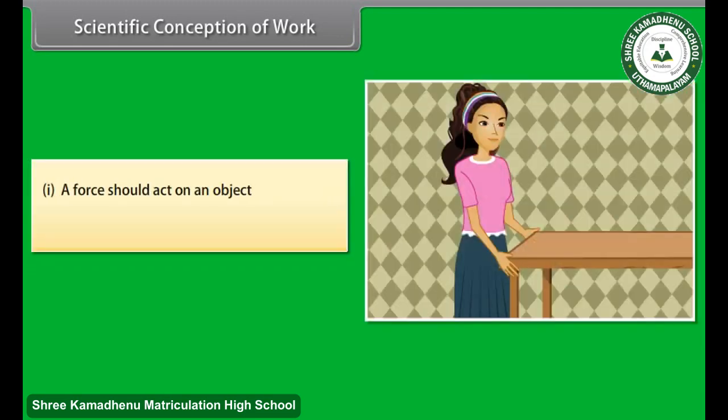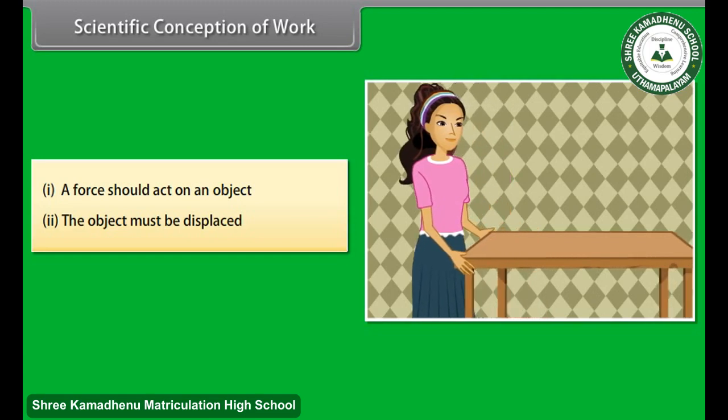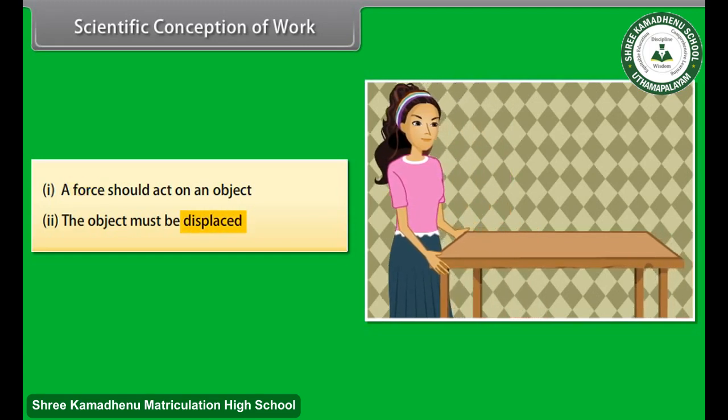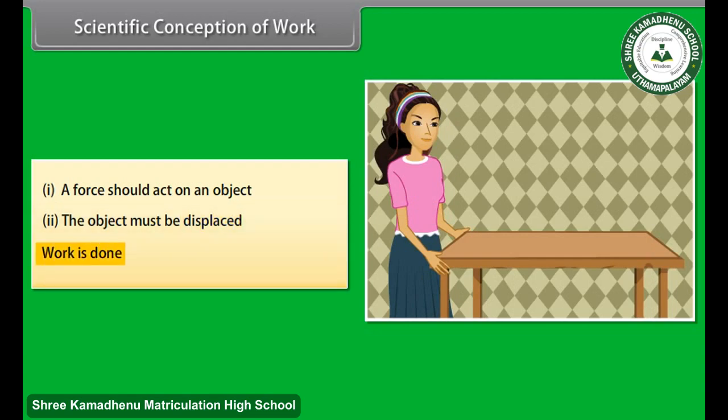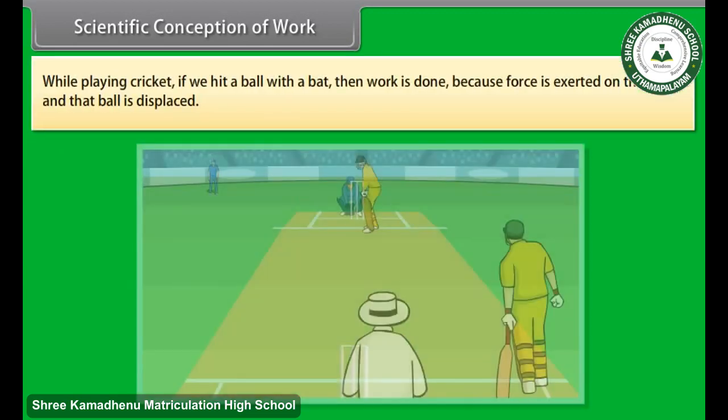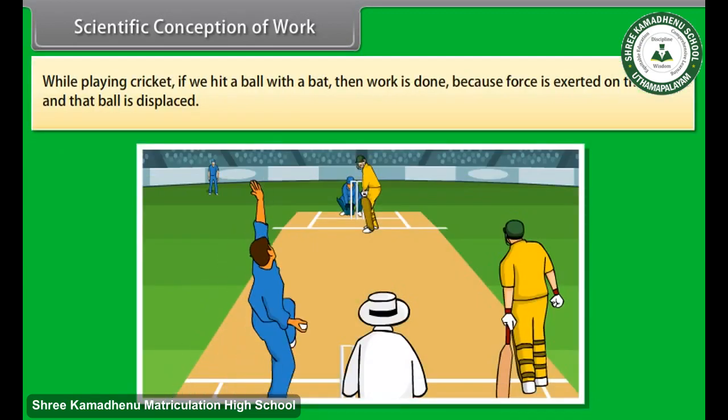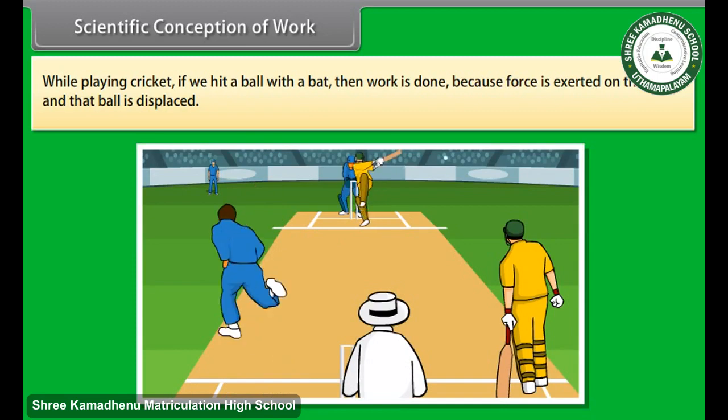If we pull a table and the table moves through a distance, here we have exerted a force on the table and it is displaced. So both the conditions are satisfied here. Therefore, work is done. Similarly, while playing cricket, if we hit a ball with a bat, then work is done because force is exerted on the ball and that ball is displaced.